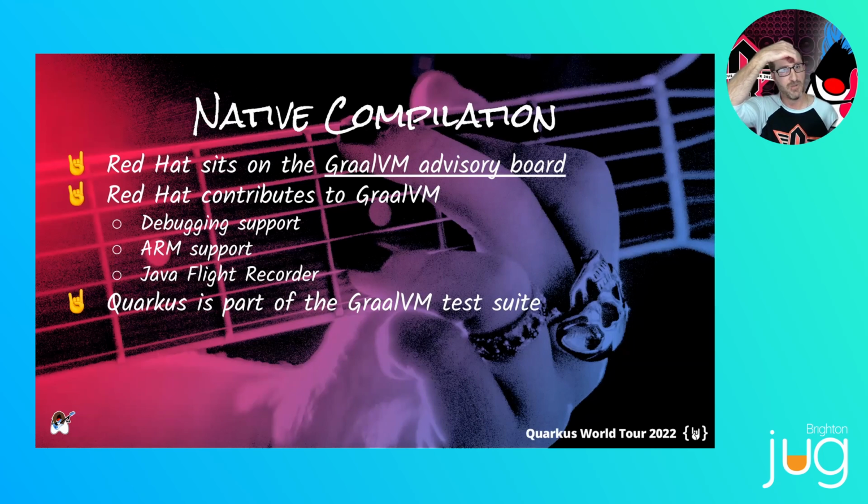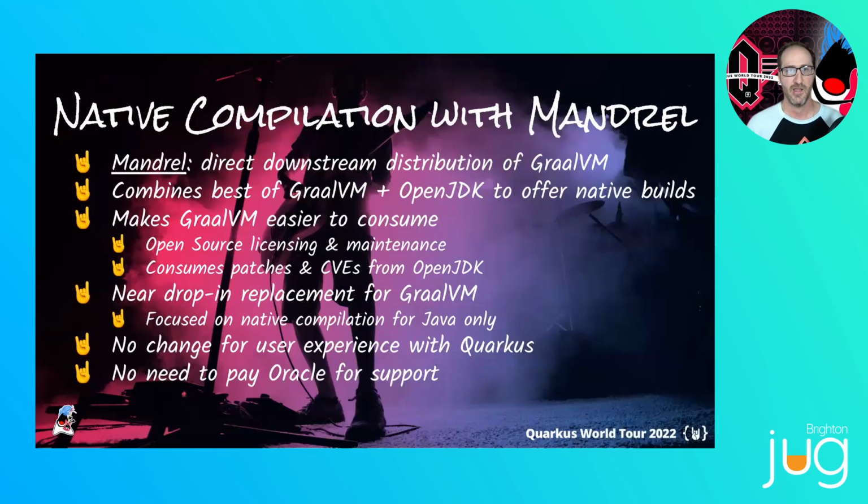And Red Hat is a part of that. Red Hat contributes to that. The Java Flight Recorder and the ARM image support for that was contributed by Red Hat. But what's interesting is the Quarkus test suite is actually part of the GraalVM test suite. So when GraalVM goes to run their TCK or whatever, building and testing against Quarkus is something that they test against.